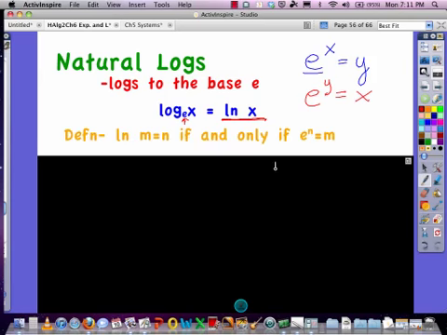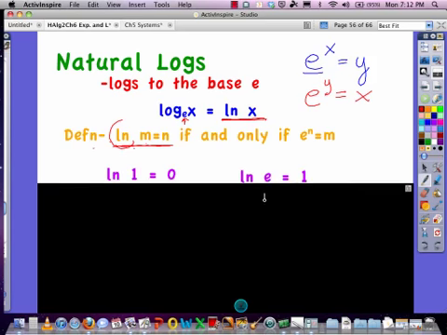So definition, the natural log of m equals n if and only if e to the n power equals m. So if I go back and read this again and read it for meaning, what is the exponent on my number m if I'm in base e and we're saying it's n? So this is saying e to the n equals m. You should be able to go back and forth between exponential and logarithmic form or natural log form very easily.